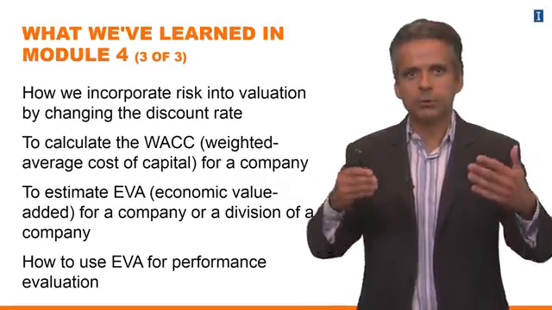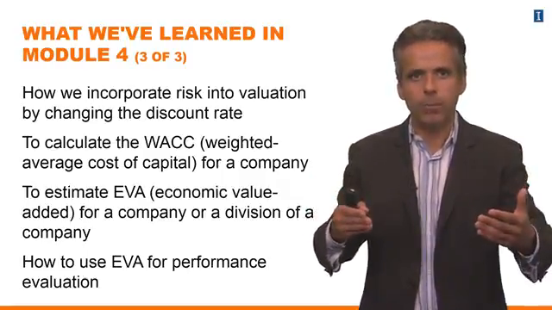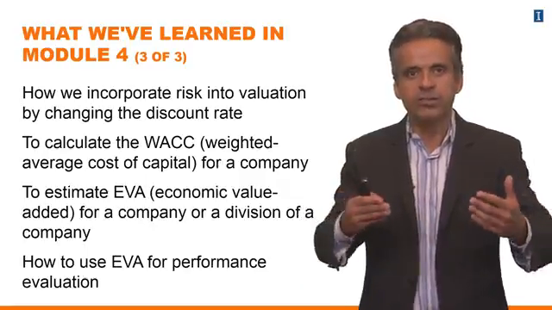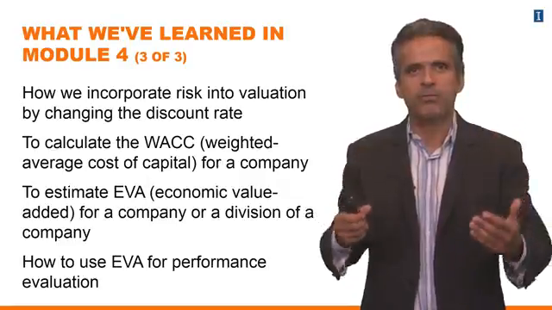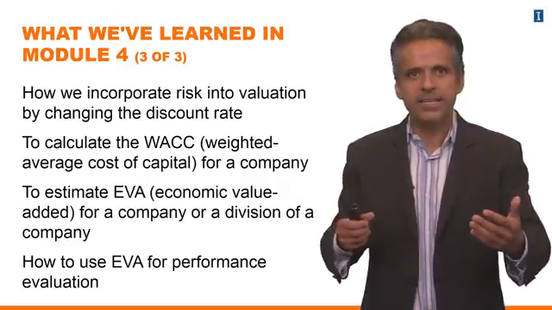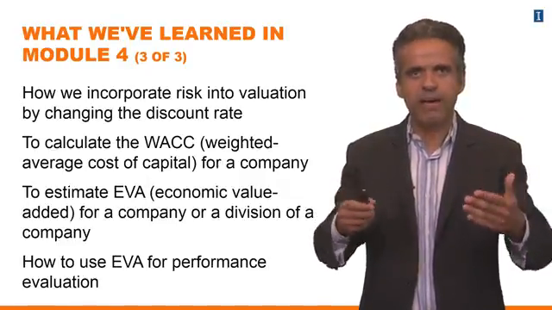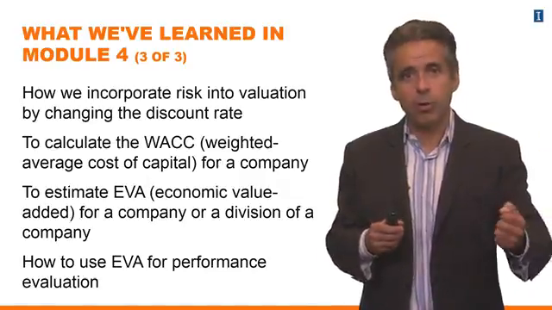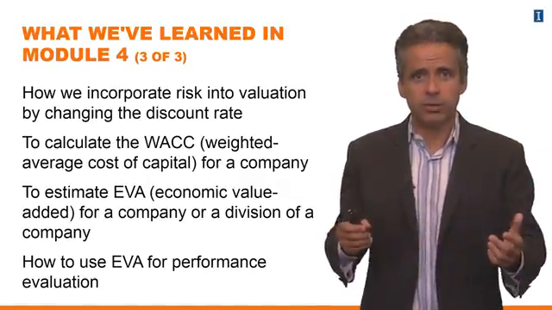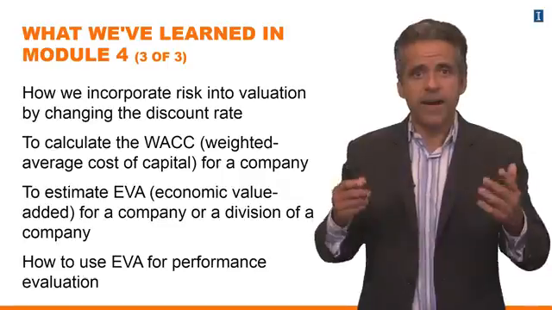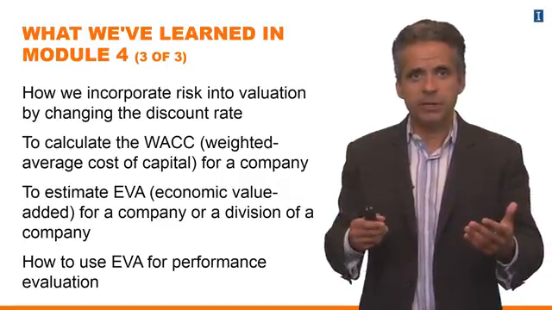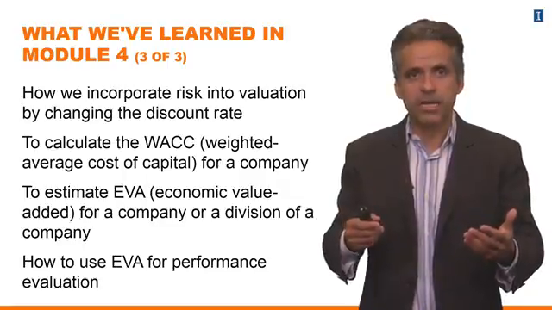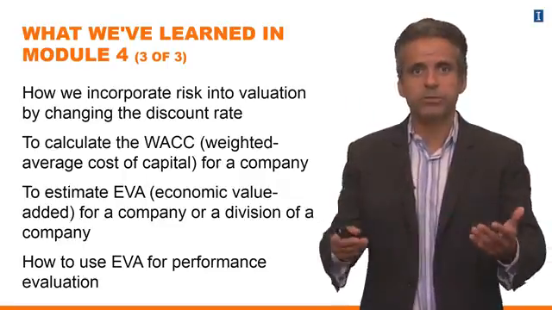We talked about how to estimate it for a real-world company. And then we used the weighted average cost of capital to measure performance. The way we did this is by estimating economic value added. We did it both for a company as a whole and for the division of a company. And finally, we talked about how to use EVA for performance evaluation, for compensation purposes, and to decide whether a division should be restructured or not.